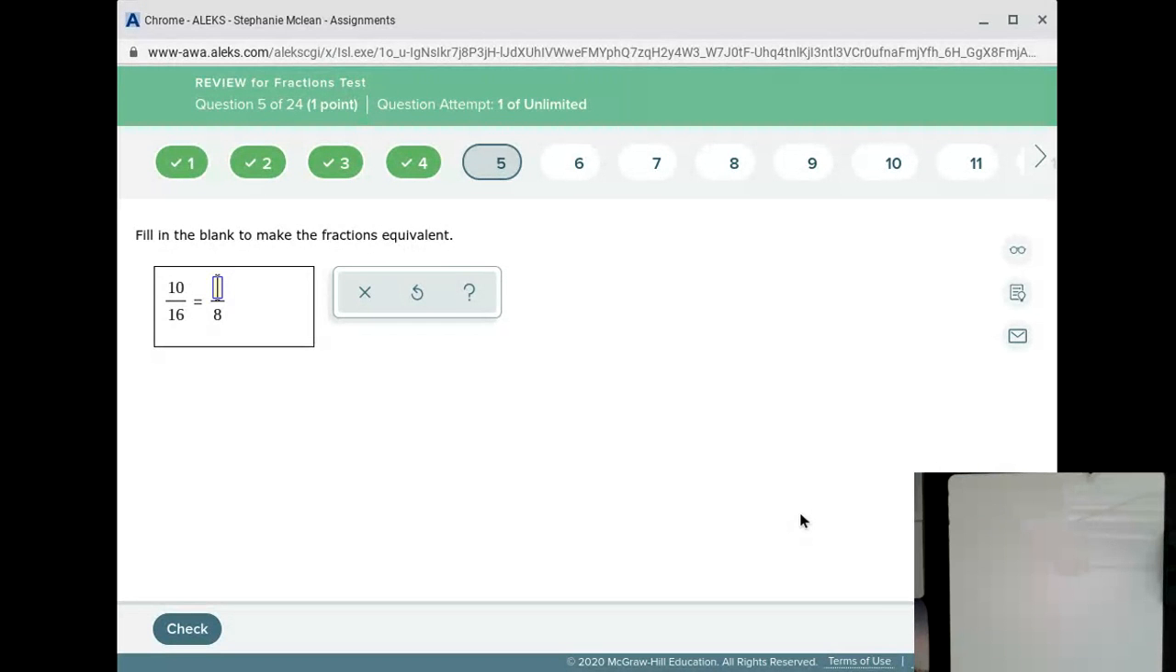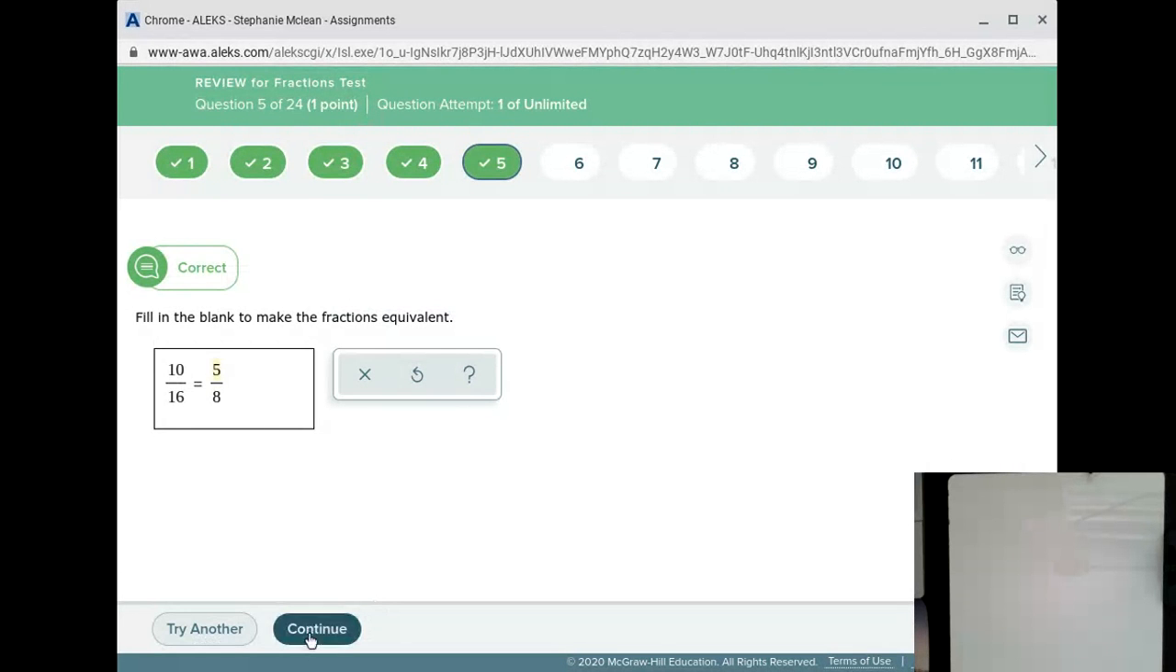5, fill in the blank to make fractions equivalent. Same thing, except as you can see here, they're getting smaller now. So I have 16 here and I have 8 here. So they divided this bigger number by something to get 8. So 16 divided by what is going to give me 8? 16 divided by 2 is 8. Therefore, you have to divide the top number by 2 as well, which gives me 5. Okay, moving on.